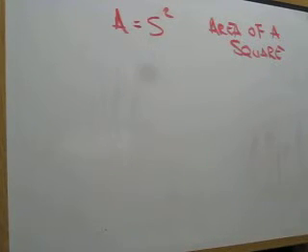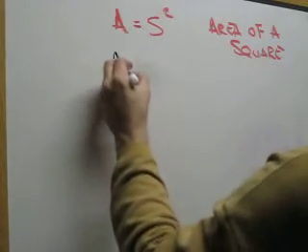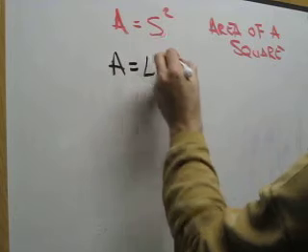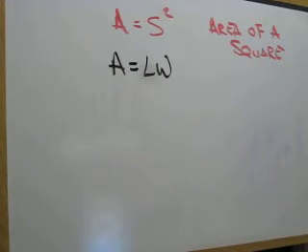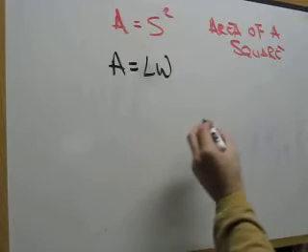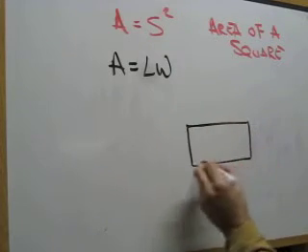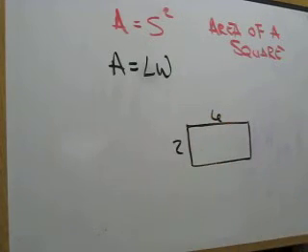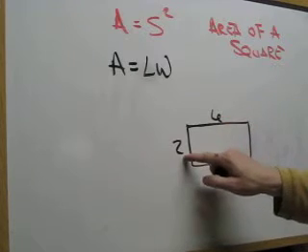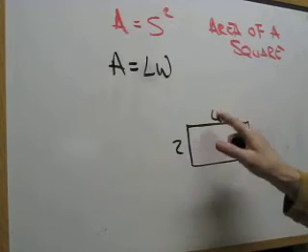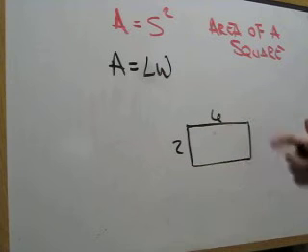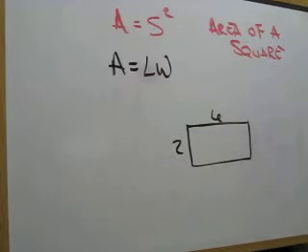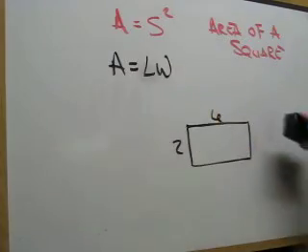The other formula that they give you at the bottom of page 372 is A equals length times width. And length times width is used for a rectangle. So for example, this were 6 and this were 2. Length is 6, width is 2, and it doesn't matter if the length is 6 or the length is 2. You're going to multiply the two numbers. You're going to go 6 times 2 or 2 times 6. You're going to get 12 either way. So that's the area of a rectangle.